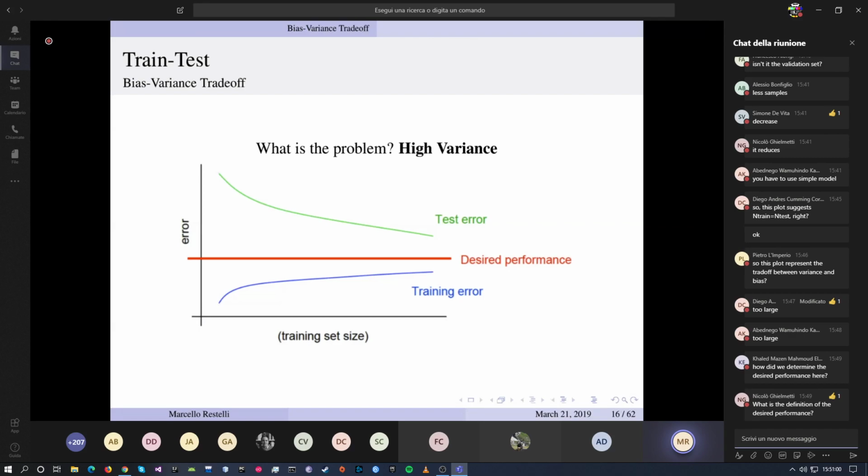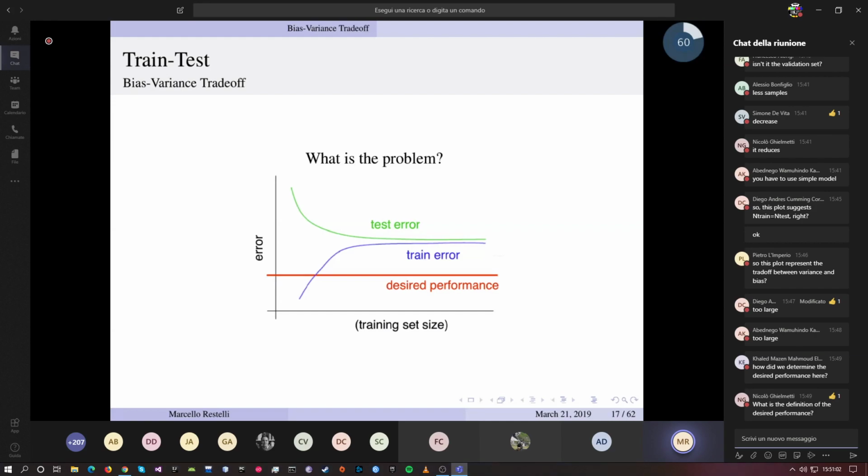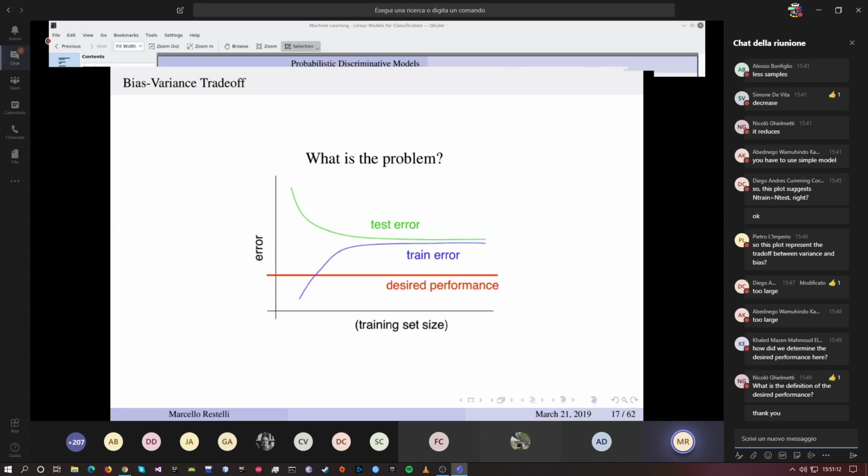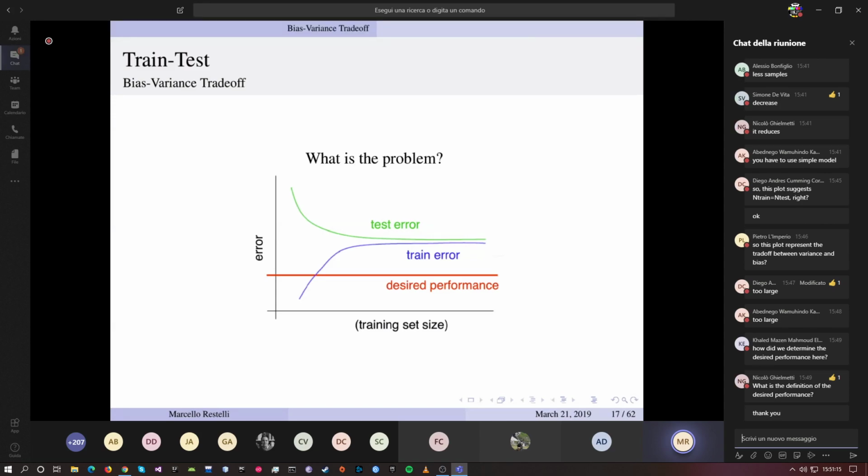The question may not have an answer. But the important thing, beyond where the desired performance is placed, is the relationship between the train error and the test error. When the train error and the test error are very similar, it means that you are probably considering a hypothesis space that is too small. On the other side, when they are very far from each other, it is a signal that you are using a hypothesis space that is too large.